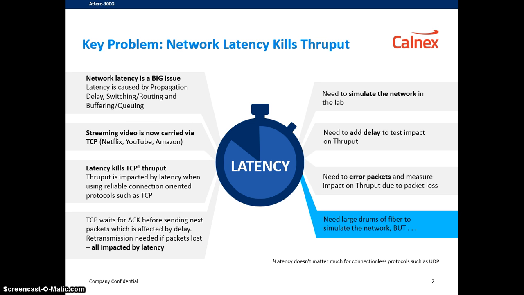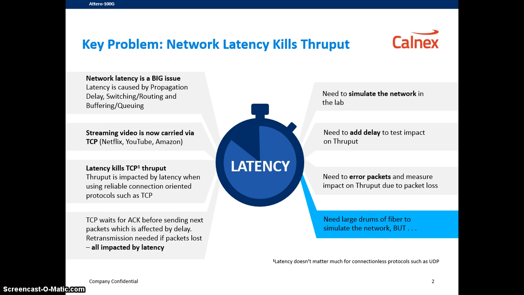Now Amazon, Netflix, YouTube all use TCP for streaming video, which is pretty much the bulk of the internet traffic in the Western world. Now this is different to video transmission in the past, which is UDP. UDP itself is not affected by latency. So the issue is that latency kills TCP throughput.